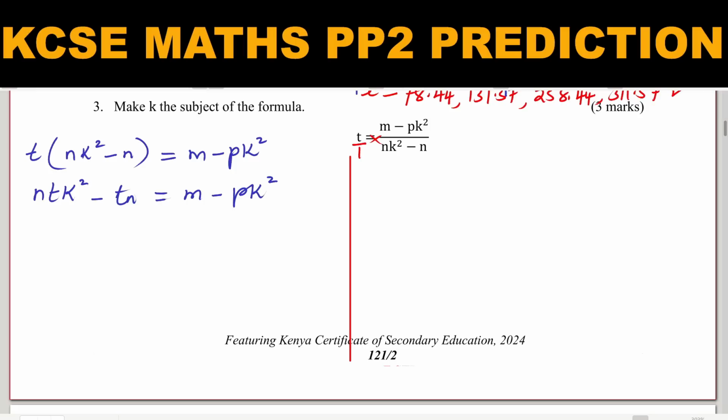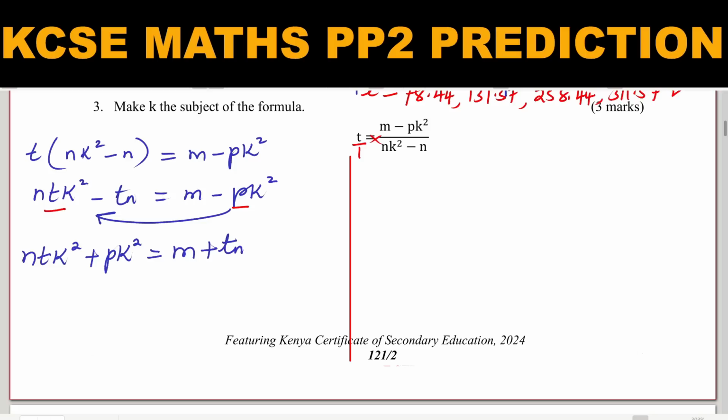Now look at where we have k's. We can combine these and take them to the same side. K is there, so I can bring them to the same side, to have ntk squared. When I bring negative pk squared to the left hand side, I'll have pk squared, is equal to m. I can take negative tn to the right hand side to be positive tn.